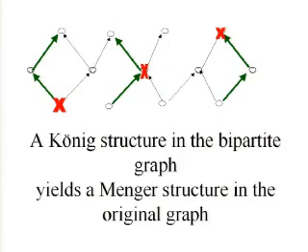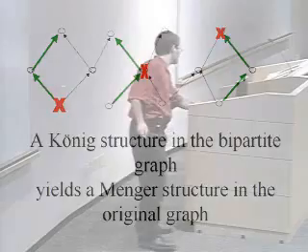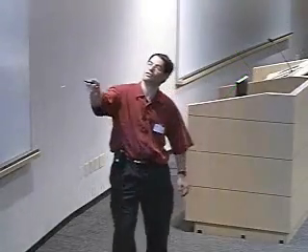So in the original graph, this path meets our separating set. So this is indeed a separating set.